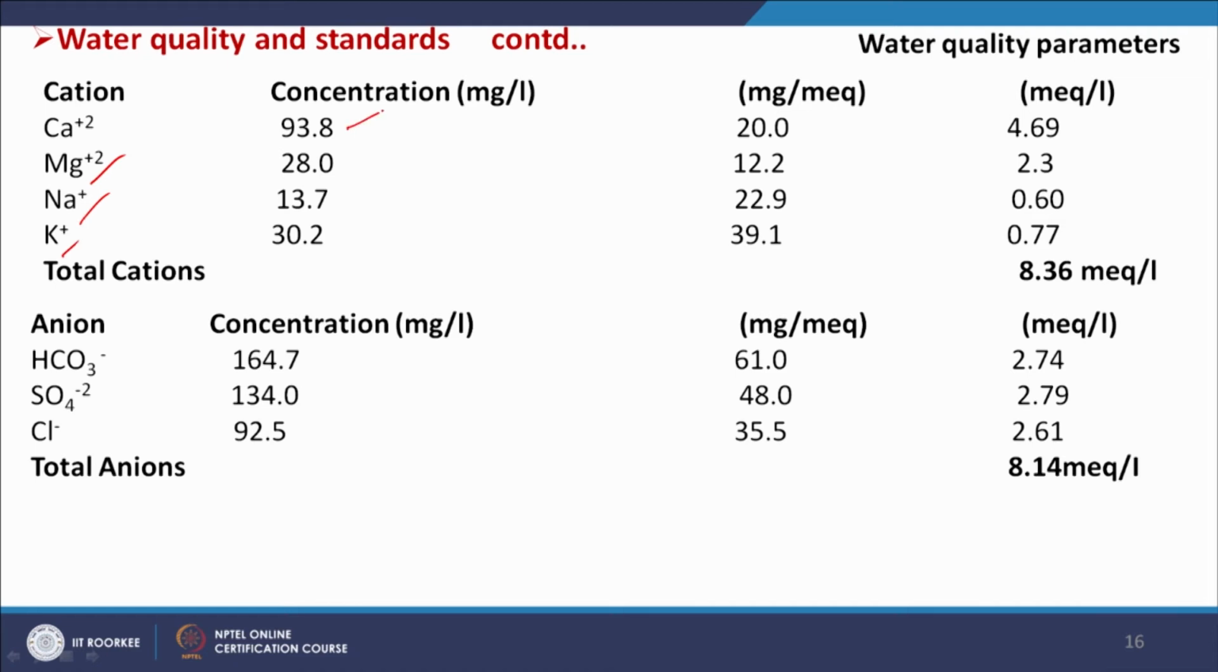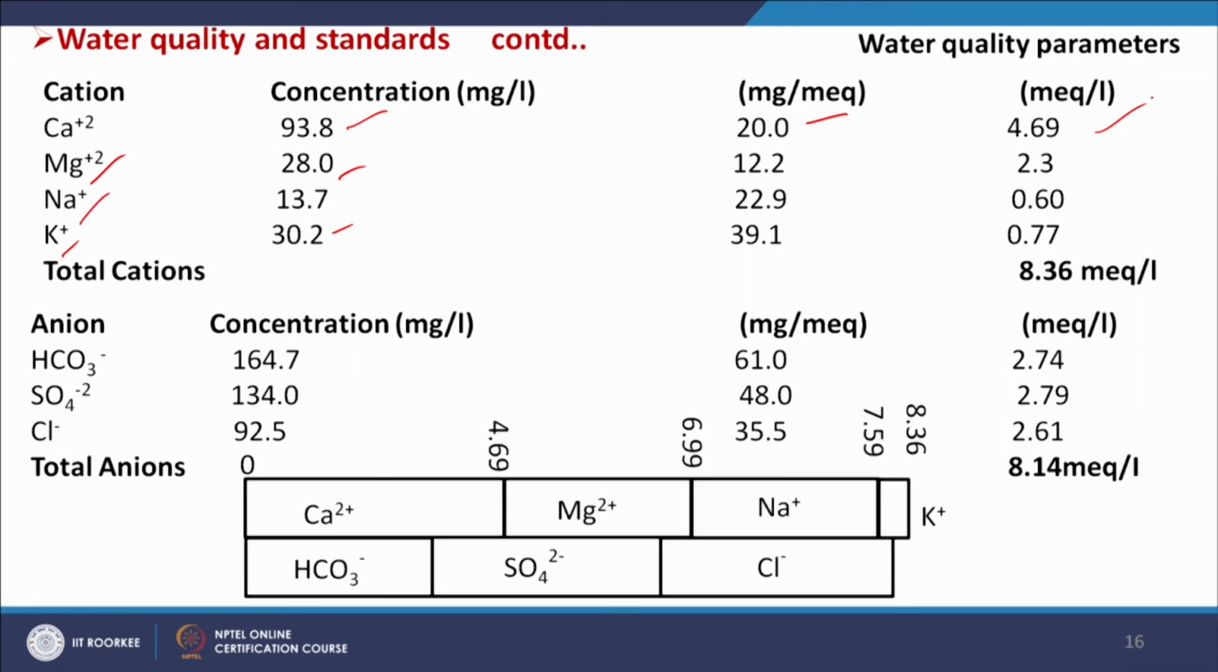We have the concentration in mg per liter and we have mg per milliequivalent, that is, the atomic weight divided by n, and then these are milliequivalent per liter. The calculations I have shown for calcium can be done in a similar way for the others, and we will get these values. Like calcium, 40 divided by 2, but sodium has valency 1, so n equal to 1. So, 22.9, that is atomic weight divided by 1, we are getting 22.9 here.